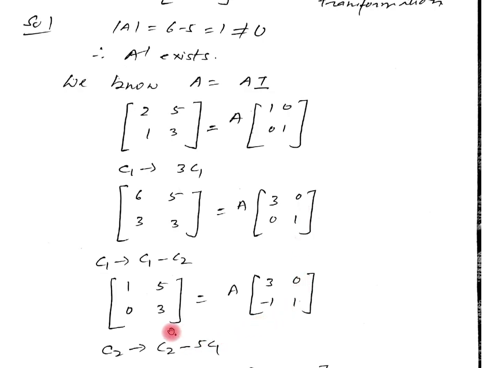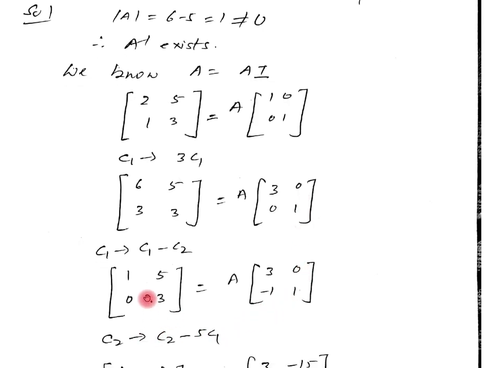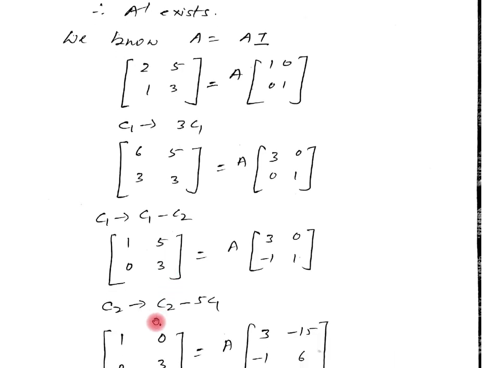Now our aim is to make it 0 and to make it 1, then converted into I. Now I am applying the operation here. I have to make it 0. I am applying the operation C2 to C2 minus 5 times C1, because 5 minus 5 is 0. Operating C2 to C2 minus 5 times C1.